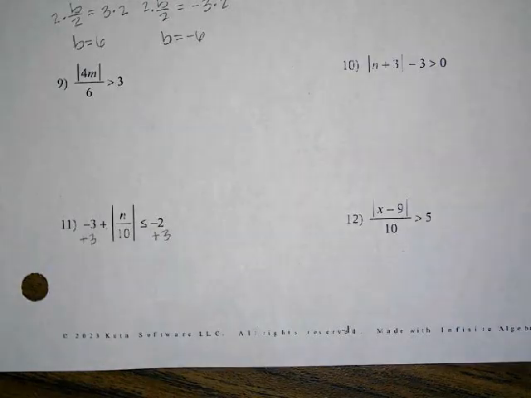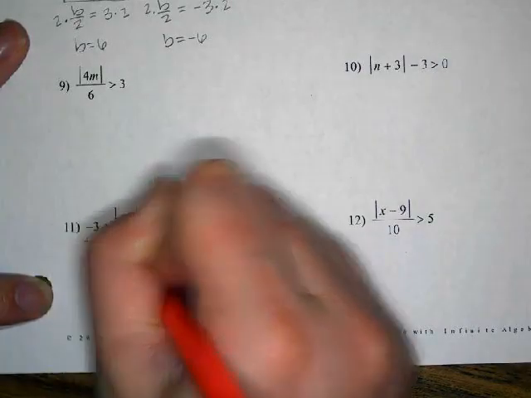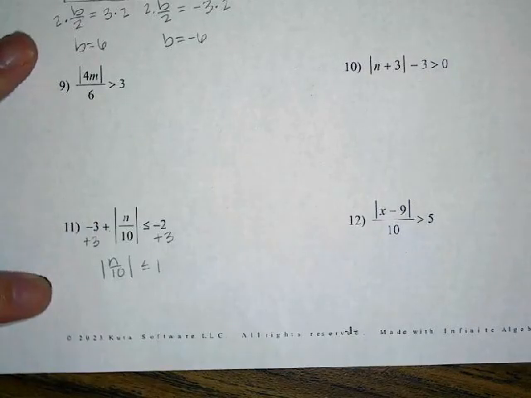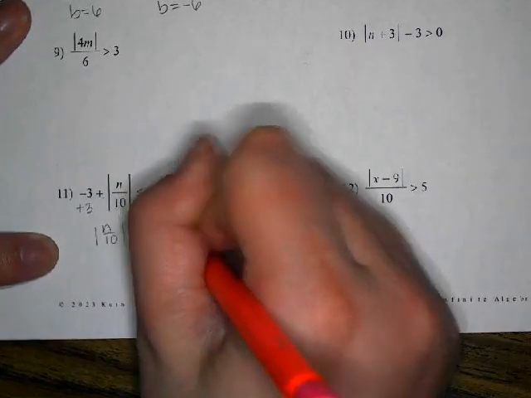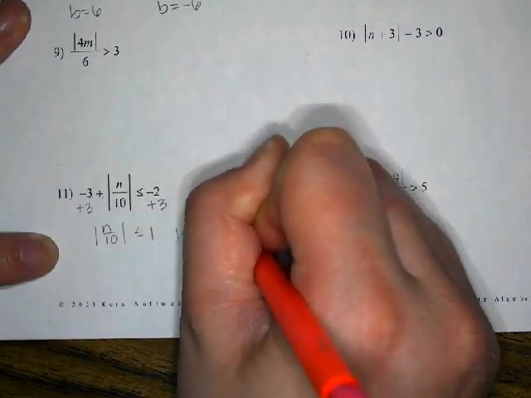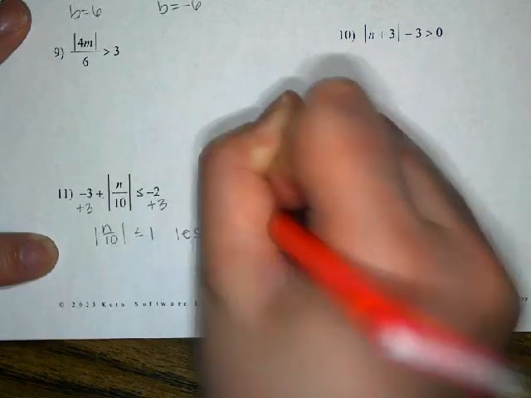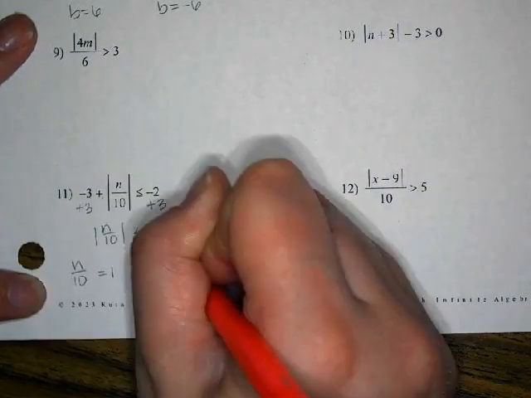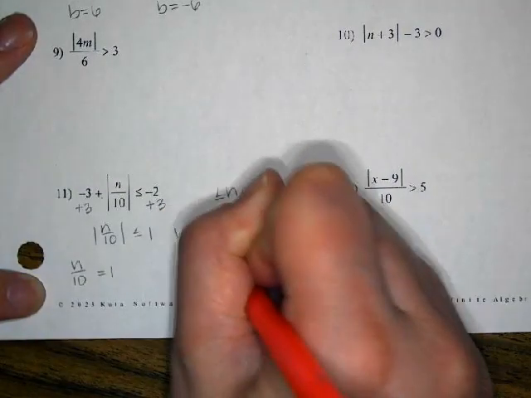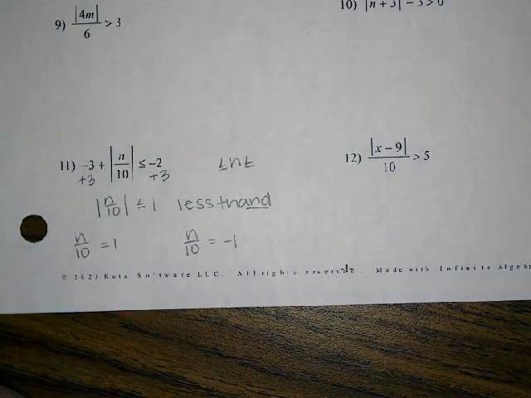So we have n over 10. And what is that symbol called? Less than. So it's a sandwich. So n is going to be between 2 numbers. So I have n over 10 equals 1. n over 10 equals -1. And then we're going to multiply by 10.